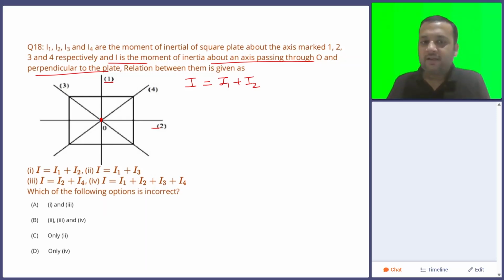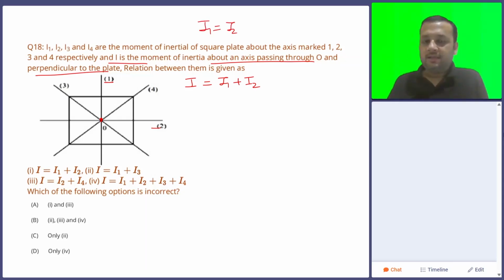Now see that I1 and I2 will be equal because they are symmetric. I1 is about the y axis and I2 is about the x axis. The square plate is distributed symmetrically whether you're talking about the y axis or the x axis. So it automatically means that I1 will be equal to I2, right?